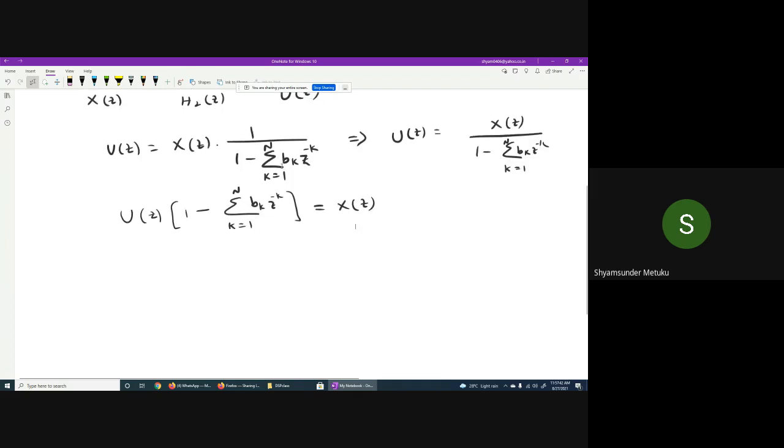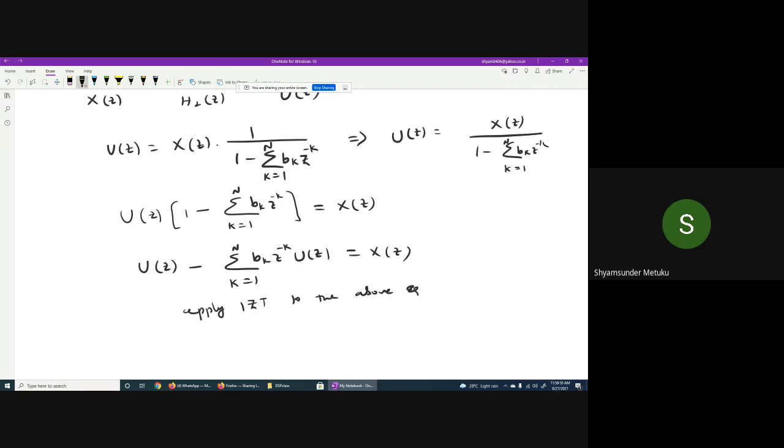There's nothing wrong, isn't it? Yes or no? Yes, sir. Then I just multiply U of z: summation k equal to 1 to N b_k z power minus k U of z is equal to X of z. Then apply the inverse Z transform to the above equation, both sides.